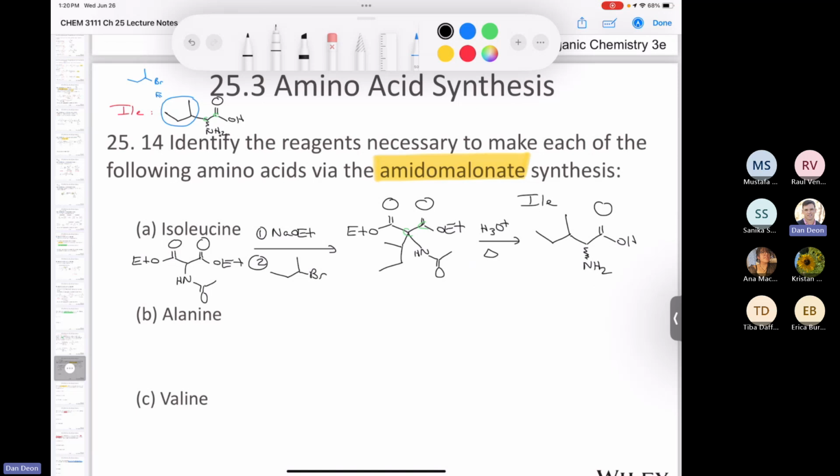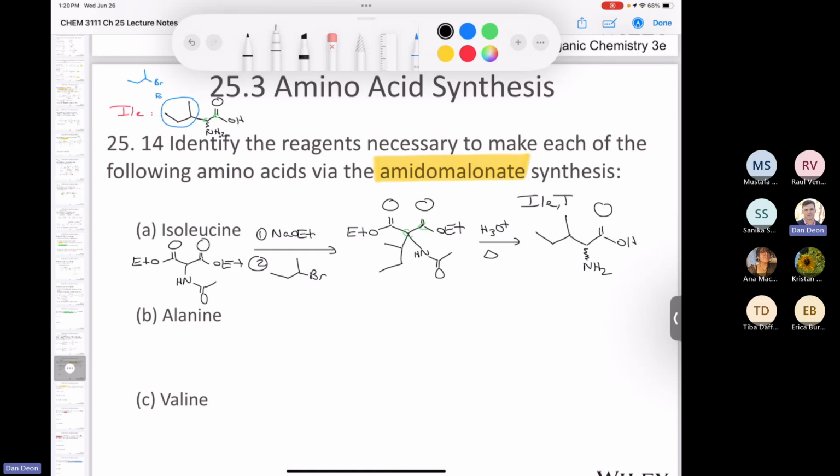abbreviation for isoleucine is ILE. The 1-letter abbreviation is I. Yes, this is a chiral center, but don't worry about that chirality center. We're just going to do a racemic synthesis.